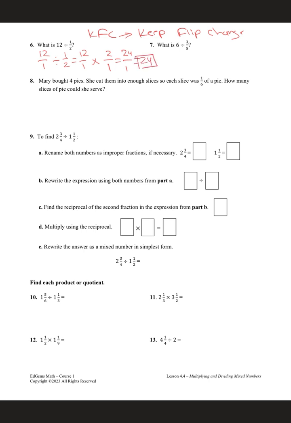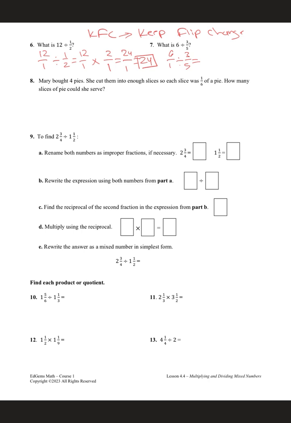And that's it. Number 7. Number 7, same process, just different numbers. So it says, what is 6 divided by 3/5? So here we go. We're going to take the whole number and change it into a fraction. So 6 over 1 divided by 3/5. Keep, flip, change.